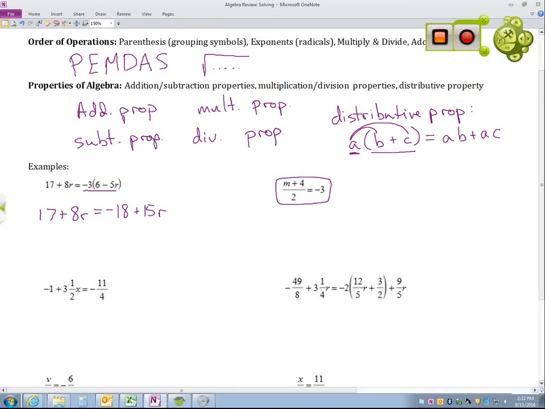Okay, and now I'm using my other properties, my addition and subtraction property, to get the variables on the same side. So I'm going to subtract 8r from both sides. I'm also going to go ahead and add 18 to both sides. If you want to do these in two separate steps, you can. If you want to do them in the same step, you can. It's up to you how much you do at once. It's more important to me that your answer is accurate than it's maybe the fastest way possible.